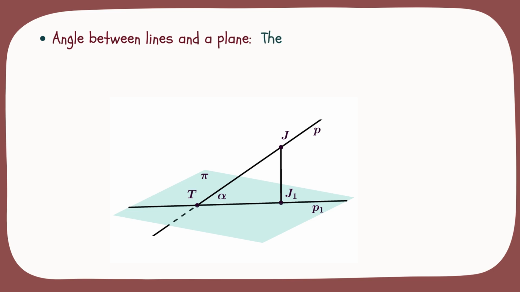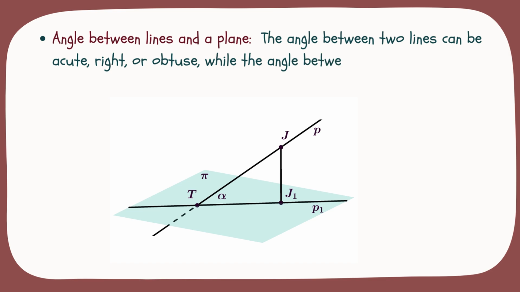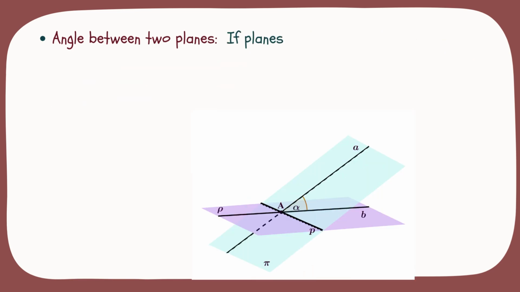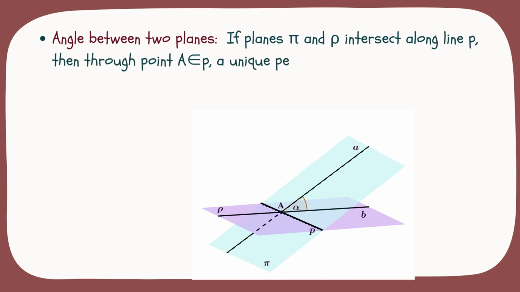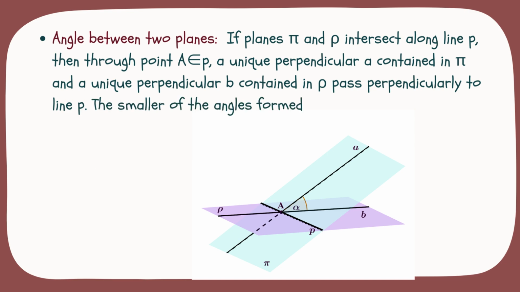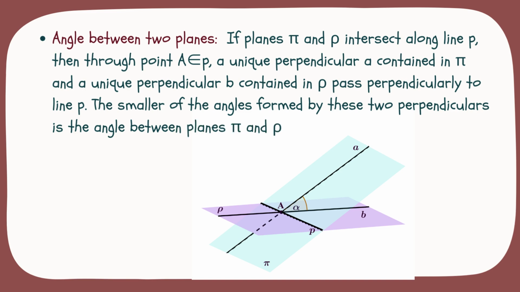Angle between lines and a plane. The angle between 2 lines can be acute, right, or obtuse, while the angle between a line and a plane is defined as the angle between the line and its projection onto the plane. Angle between 2 planes. If planes pi and ρ intersect along line P, then through point A element of P, a unique perpendicular A contained in pi and a unique perpendicular B contained in ρ pass perpendicularly to the line P. The smaller of the angles formed by these 2 perpendiculars is the angle between planes pi and ρ.